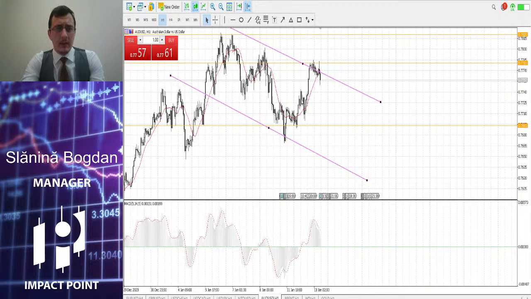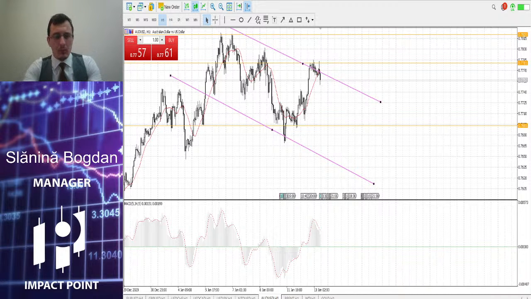But let's see how it will behave in the future. Again, with a stop loss here, which is a very safe place, we can expect more sells than buys.